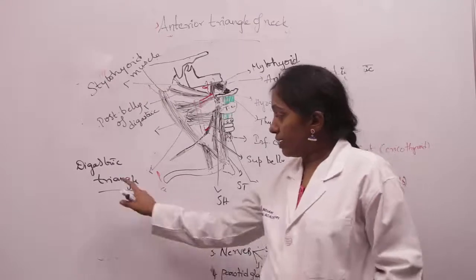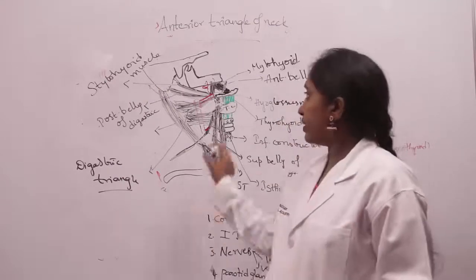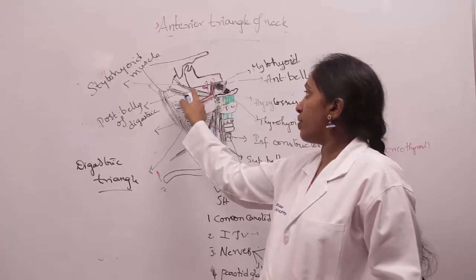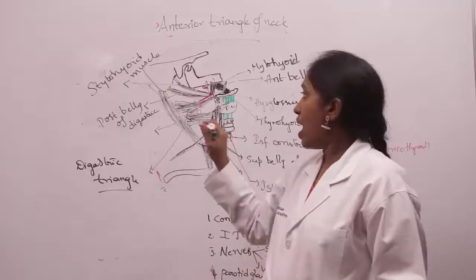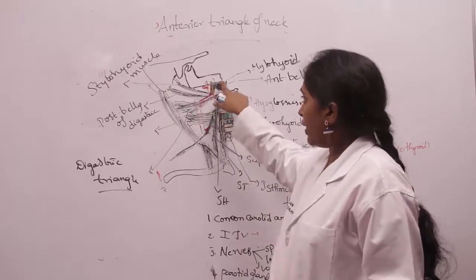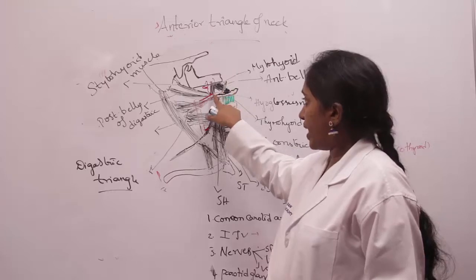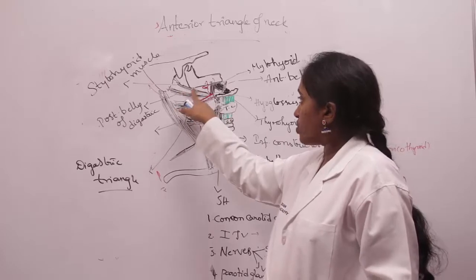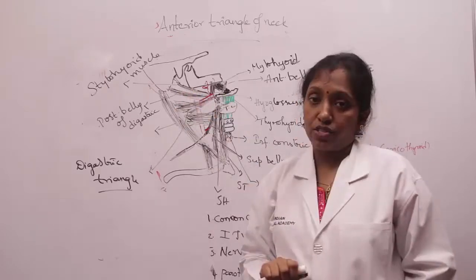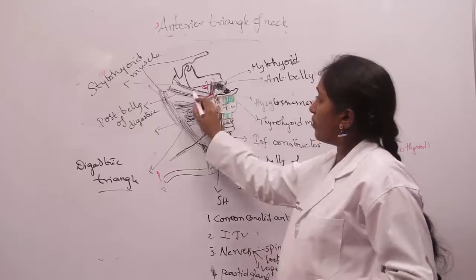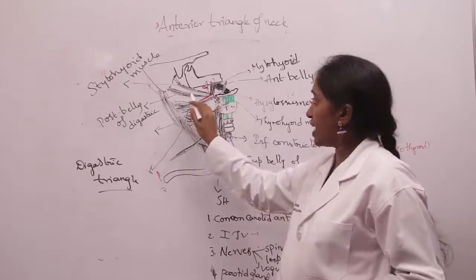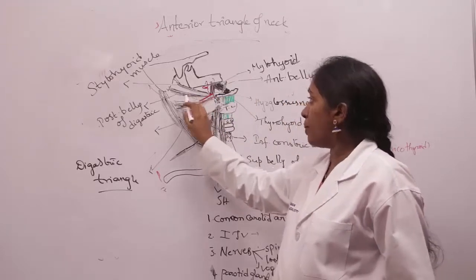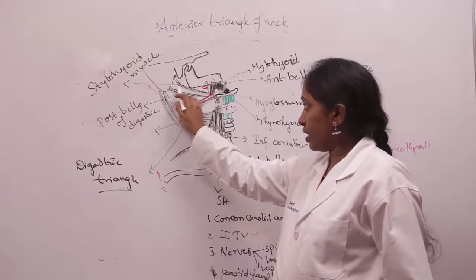So, coming to the digastric triangle, it is bounded above by the lower border or base of the mandible and an imaginary line extending from the angle of the mandible to the mastoid process. Below and in front, we have the anterior belly of digastric, and below and behind, we have the stylohyoid muscle and the posterior belly of digastric.